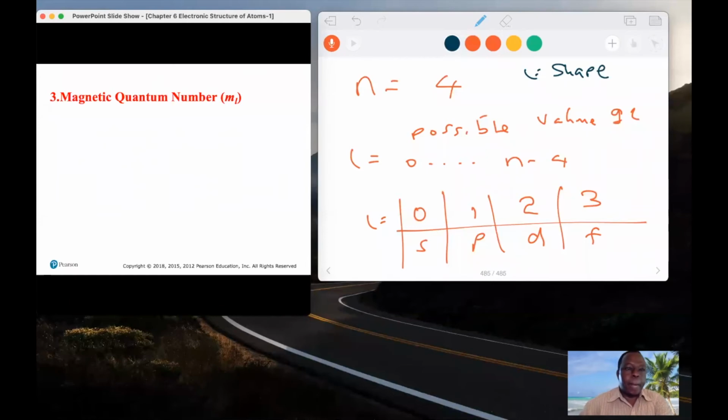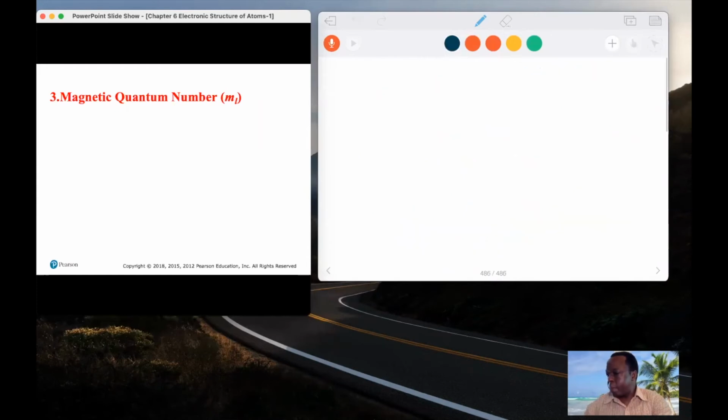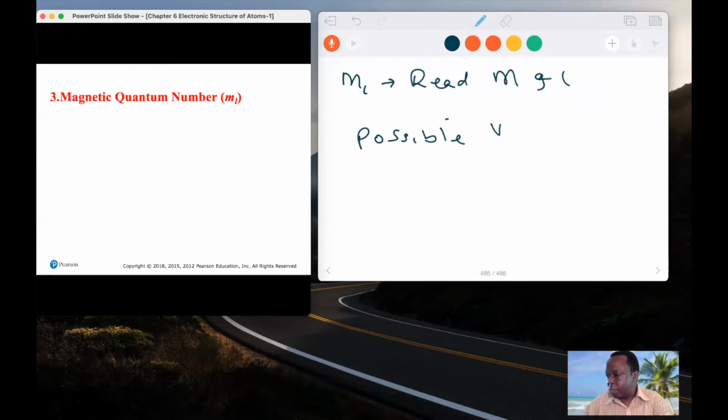And then the magnetic quantum number, the last quantum number is the magnetic quantum number. We call it m sub l. You read this as m sub l, all right? Possible values for m sub l take values negative l.